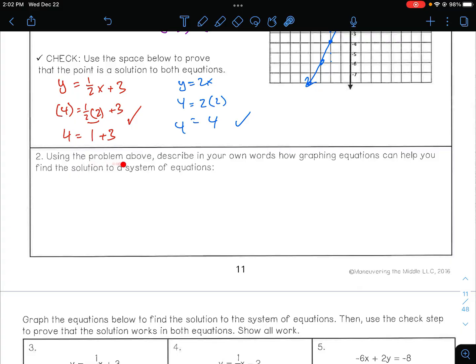Number 2, using the problem above, describe in your own words how graphing equations can help you find the solution to a system of equations. Well, you graph both lines.